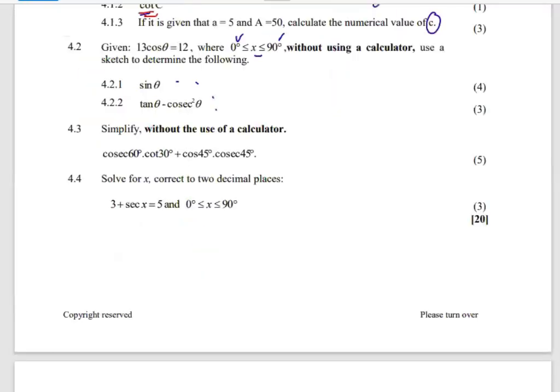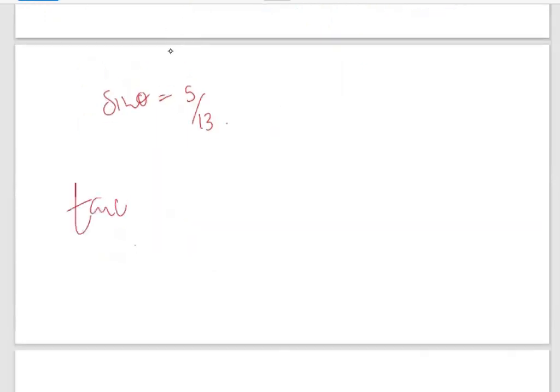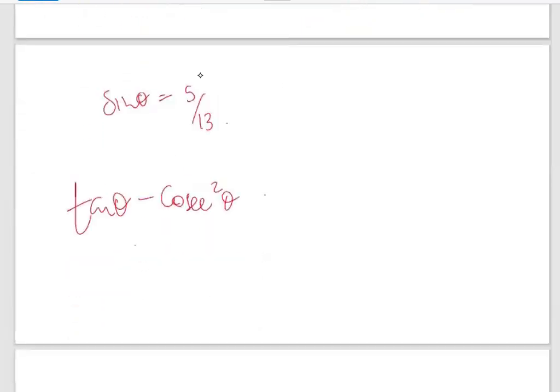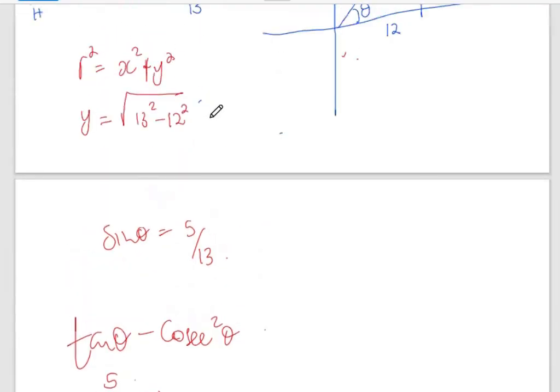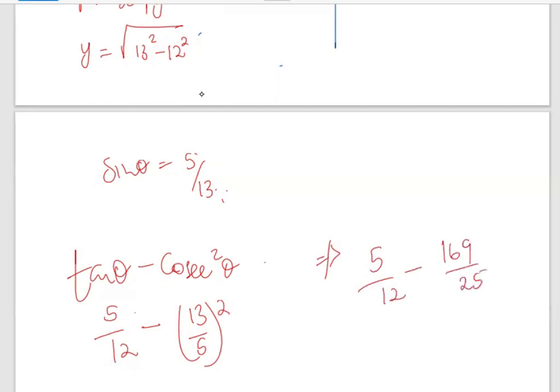Then tan theta minus cosec squared theta. So how do we get the tan? We said opposite over adjacent, which is now a 5 over 12. Cosec is the reciprocal of sine, okay? Meaning that we're going to switch the sine ratio, which is 13 over 5, and then you square that. Okay, so simplifying that, we have a 5 over 12 minus 169 over 25.